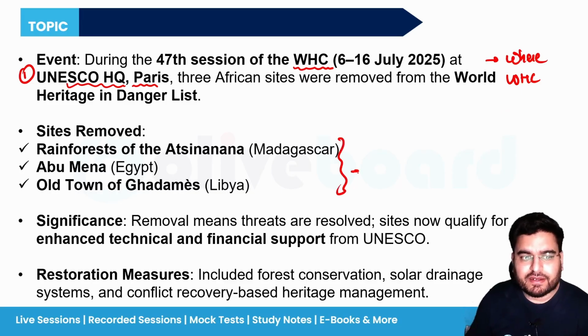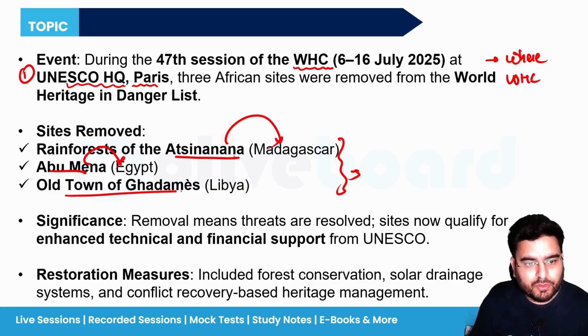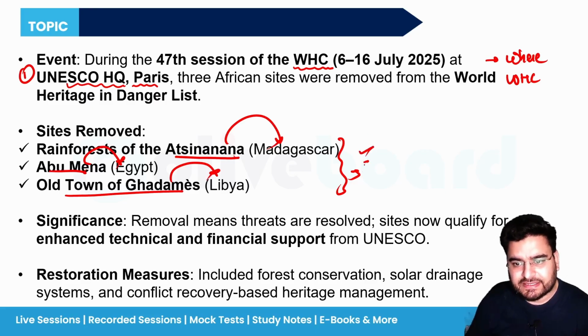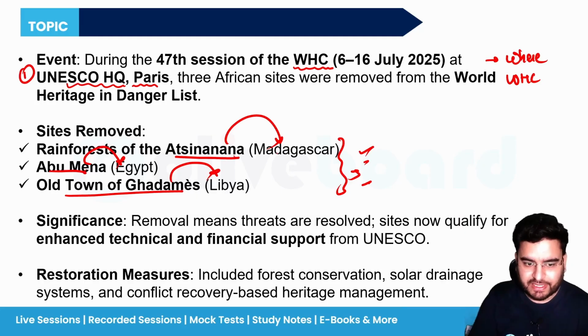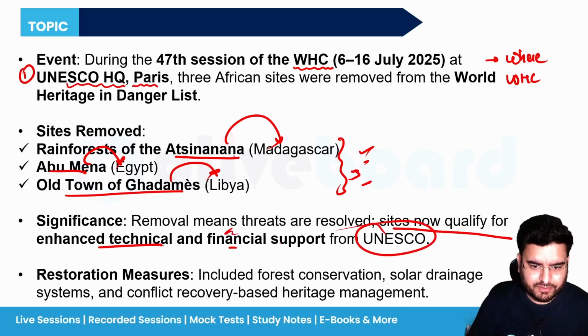3 sites were removed. Rainforest of the Atsinana, which is in Madagascar. Abu Mena, it is in Egypt. And Old Town of Gadames, it is in Libya. So please remember these 3 names and where they are situated, as the following type of question can be given to you. Okay, or choose the correct pair. Which pairs are correctly matched, right? So please remember this thing. It means these sites now qualify for enhanced technical and financial support from UNESCO, right? So remember this thing. Got it?